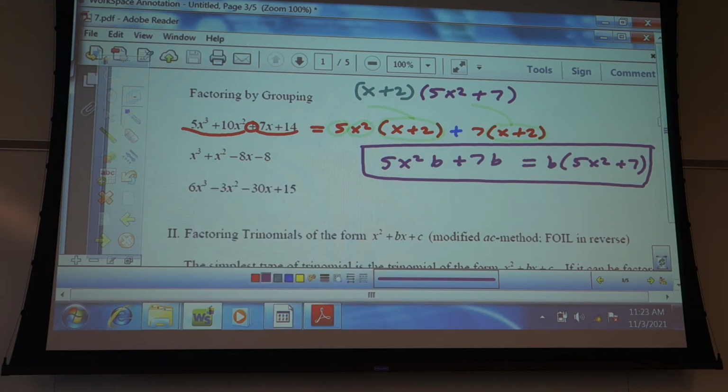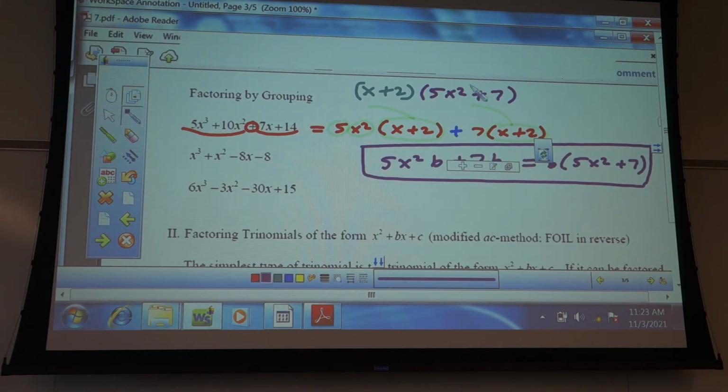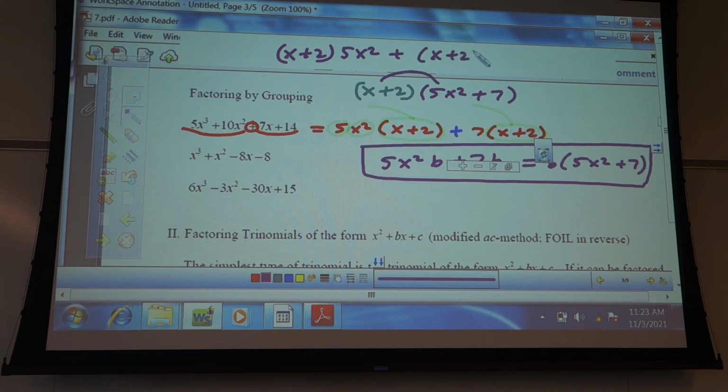If I were to distribute those back in, I'd get x plus 2 times 5x squared, and I'd get x plus 2 times 7. So you get those same pieces there.